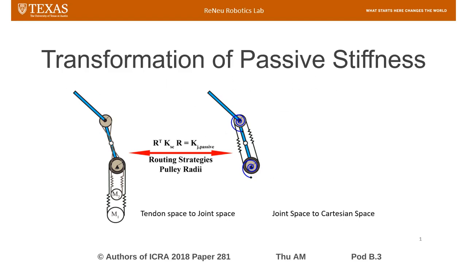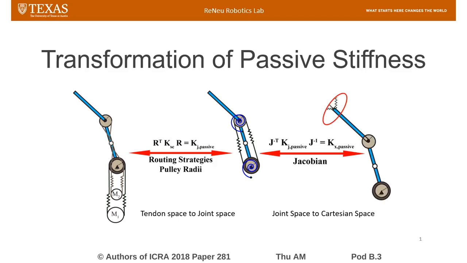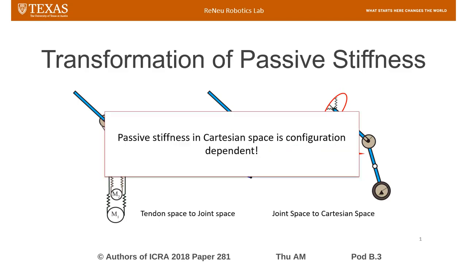In compliant tendon-driven robotic hands, tendon stiffness is transformed to passive joint stiffness due to the routing strategies and pulley radii, and the joint stiffness forms in unique structures. When joint stiffness is transformed to Cartesian stiffness, the Jacobian, which transforms joint space to Cartesian space, plays a role and thus makes passive stiffness in Cartesian space configuration dependent.